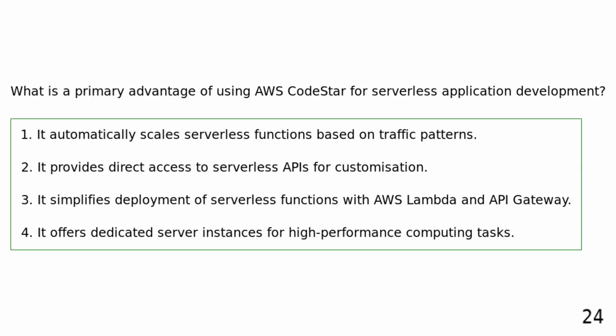What is a primary advantage of using AWS CodeStar for serverless application development? It automatically scales serverless functions based on traffic patterns. It provides direct access to serverless APIs for customization. It simplifies deployment of serverless functions with AWS Lambda and API Gateway. It offers dedicated server instances for high-performance computing tasks.